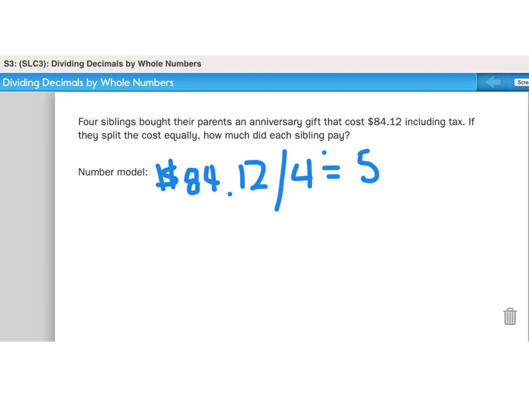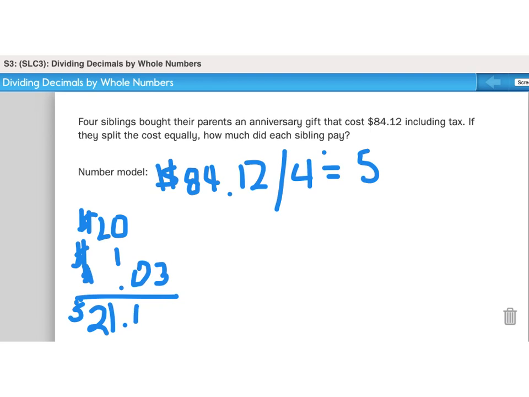First, you might have thought about the dollars first and said $80 divided by 4 is $20. Then $4 divided by 4 is $1 each. So right now, each person's paying $21. Then I thought about the cents. 12 cents divided by 4 is 3 cents. So each sibling would pay $21.03. That's one way to think about it.